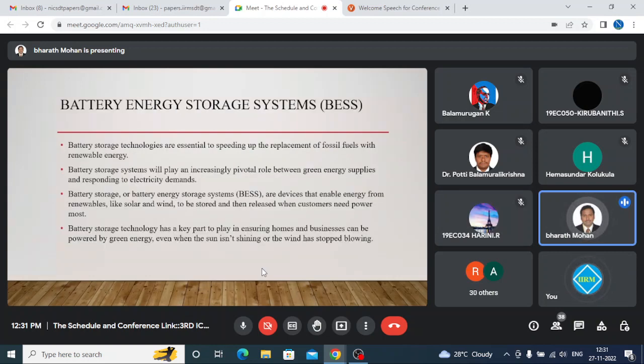Next is the battery energy storage system. It is the backup system: if the electricity supplied by the photovoltaic and the wind energy together is not sufficient, the battery energy storage system will provide the backup for the system.